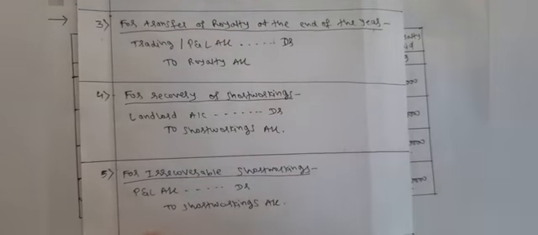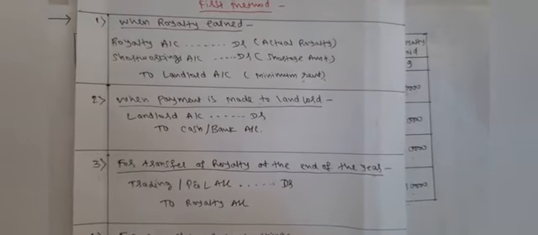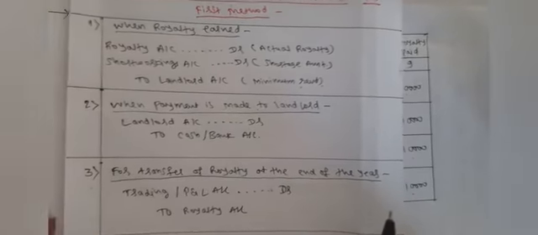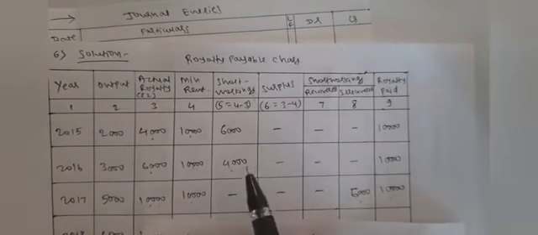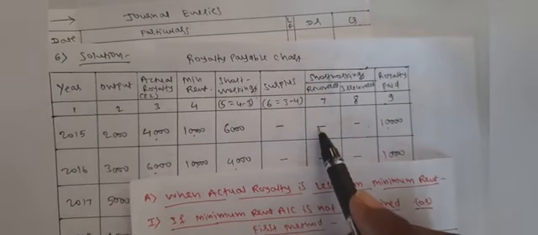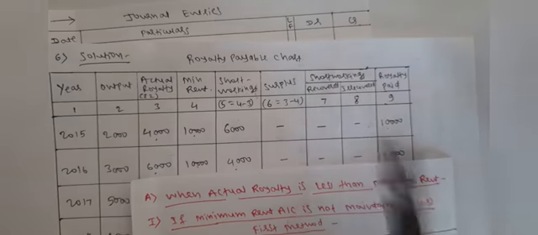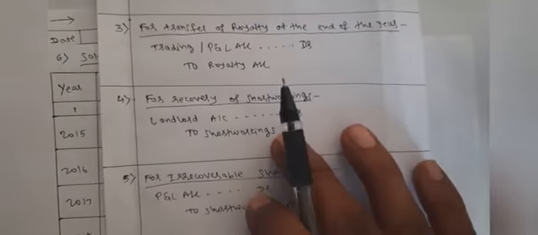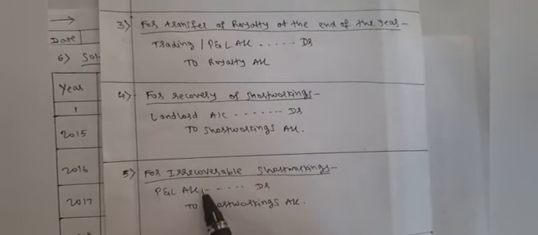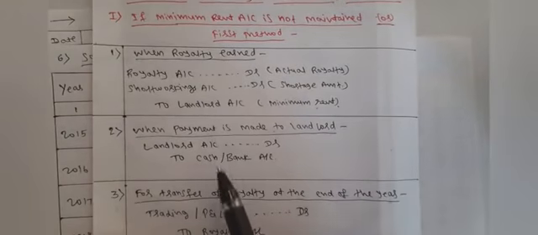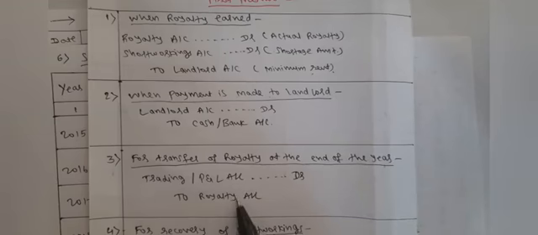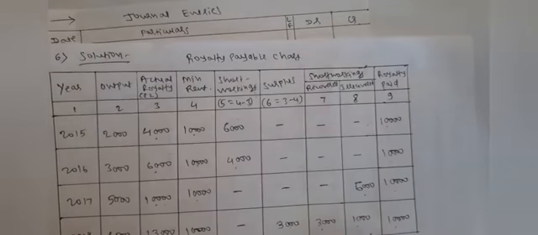So here, out of these 5 journal entries, only the first 3 journal entries will be applicable. Why are these first 3 journal entries applicable? Because in this problem there is no recovery of short workings and no irrecovery of short workings. So journal entry number 4 and 5 will not be applicable here. So only these first, second and third journal entries will be applicable. Okay, so let me start.